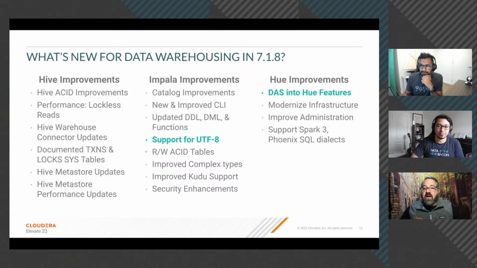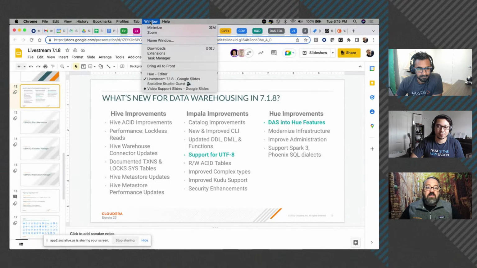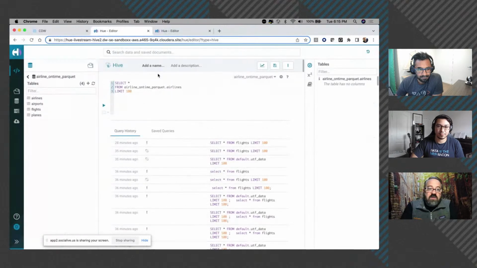We also want to modernize the infrastructure for supporting the latest environments that Hue is built upon, while also improving the administration features. We also are keeping up with the latest support for SQL environments that are out there. We now support Spark SQL for Spark 3 and the Phoenix SQL, among other dialects that have been improved in the latest versions of Hue. So that being said, let me just pop on over. And as I said, Hue is our window into the databases and the data warehouses that we're going to be working at here. And right now I'm connected to the Hive environment.